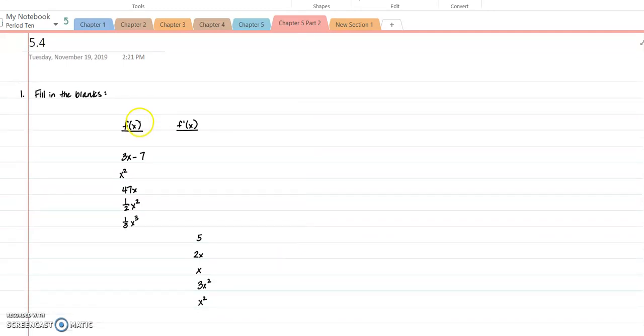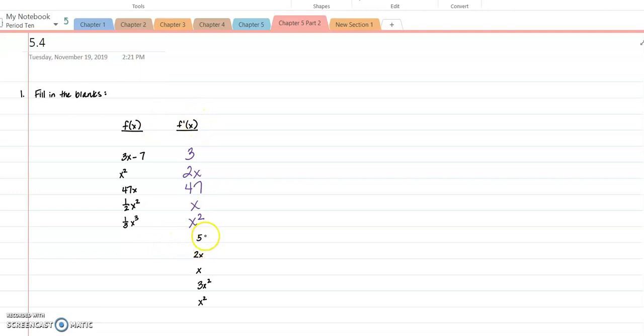If I have given you a whole bunch of functions, like in our class, the first thing we spent time doing was finding derivatives. So the derivative of 3x minus 7 is 3. The derivative of x squared is 2x. The derivative of 47x is 47. 1/2 x squared has a derivative of x. That 2 comes down, multiplied by 1/2, reduce the exponent. The same thing happens here, so this derivative is x squared. Compare those relationships between the function and then its derivative.